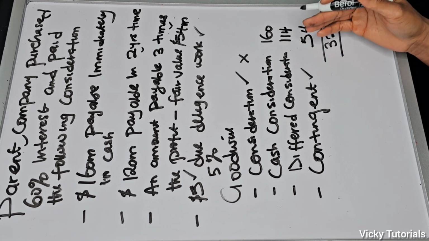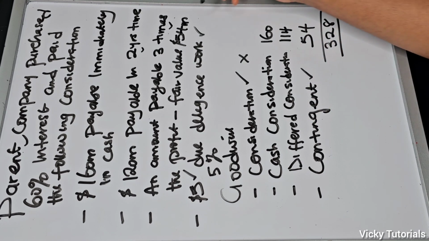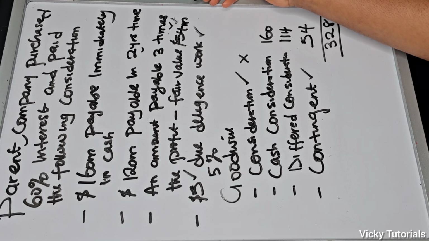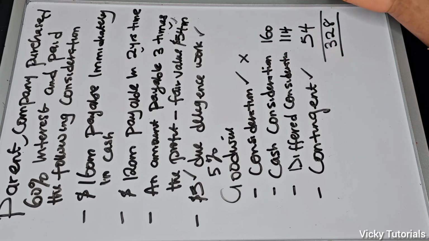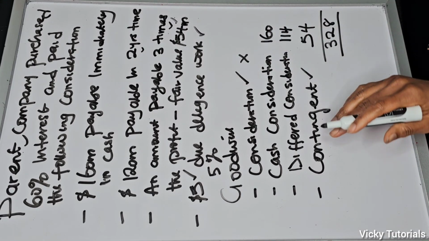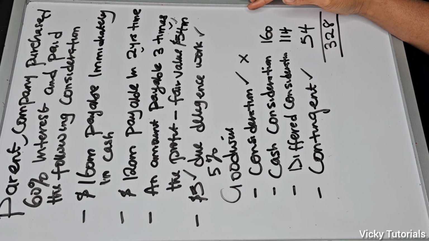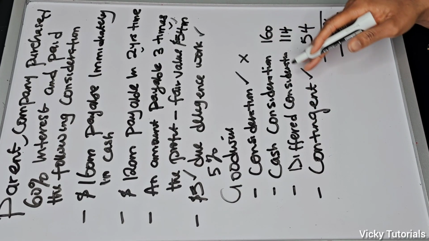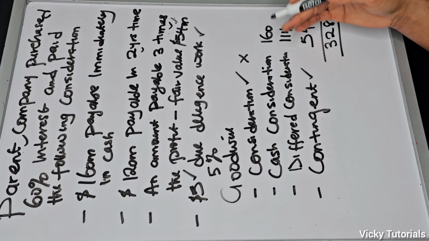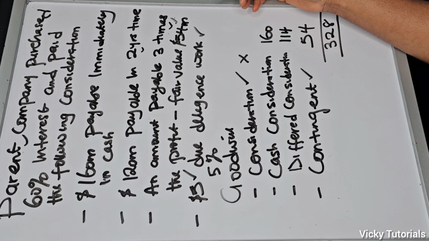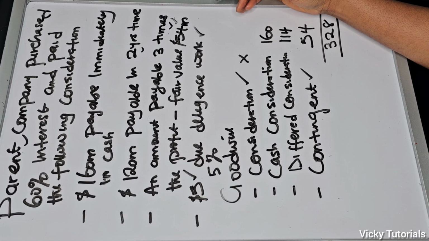And any changes in the fair value, let's imagine that it increased from 54 million to 60 million, the difference will be taken to the profit and loss statement. However, if it is classified as equity, the difference will not be taken to the profit and loss statement, and it is not remeasured at the end of every reporting date. It is only remeasured for fair value if it is classified as a liability.